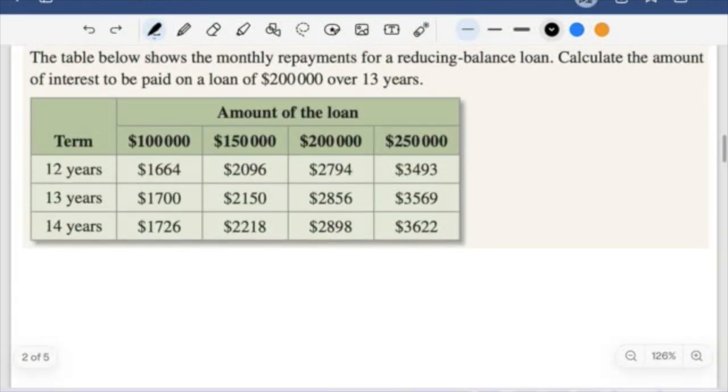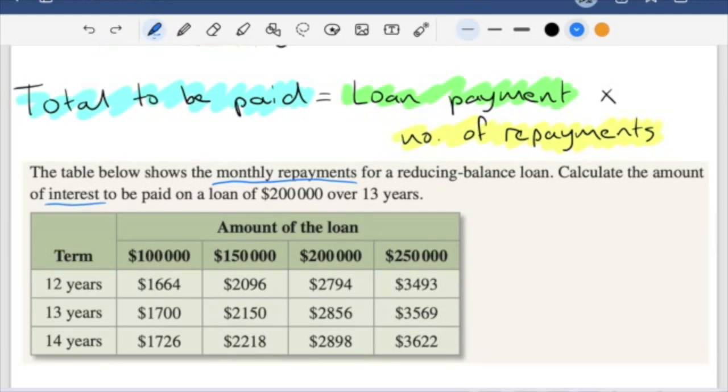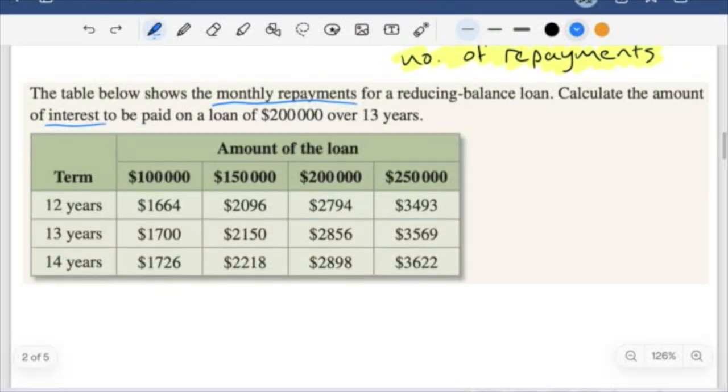So we have a table down here showing the monthly repayments. Let me actually underline that because that's a key part here for a reducing balance loan. We want to calculate the amount of interest to be paid. So notice I've underlined interest because you may look at this formula and go, sweet, cool, let me just apply this. But what we're finding with this formula is the total amount to be paid with the principal including the interest. We talked about this earlier in this course. And we have a loan of $200,000 over 13 years.